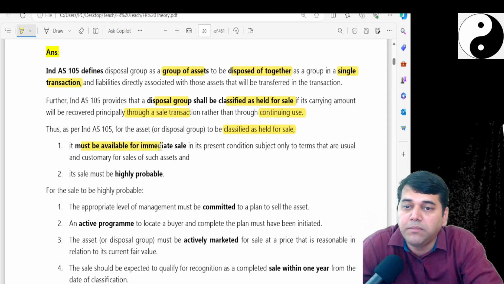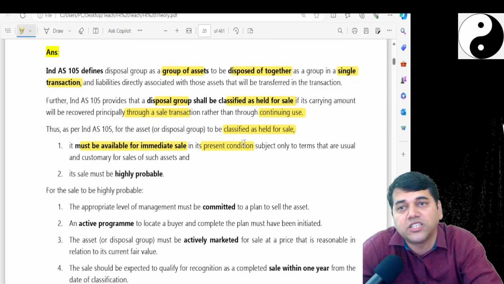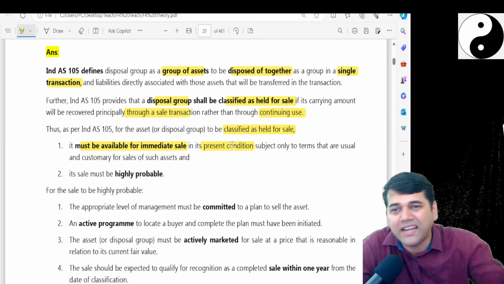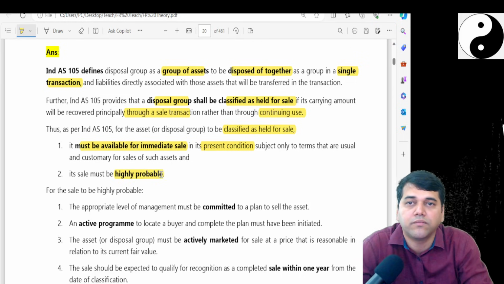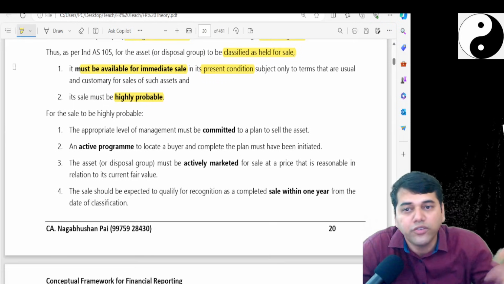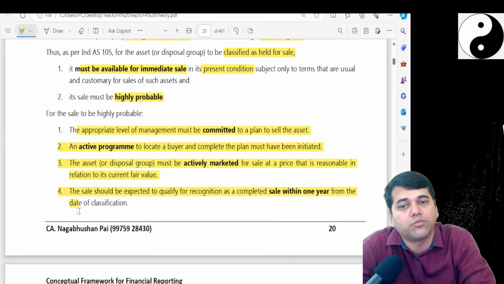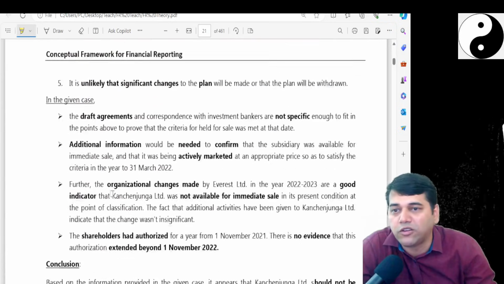Now you say that an asset or a disposal group should be classified as held for sale. It must be available for immediate sale in its present condition. Was it available for immediate sale in its present condition? But they added something extra there. And it must be highly probable. So when do you say highly probable? There are 5 conditions: active program, actively marketing, reasonable price, and all those things.